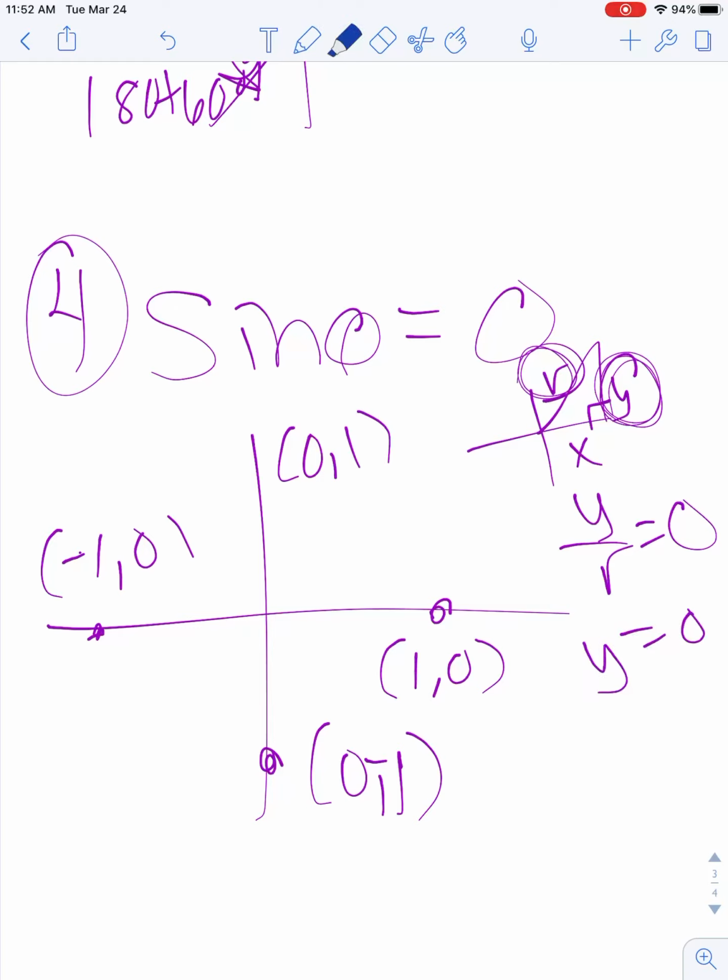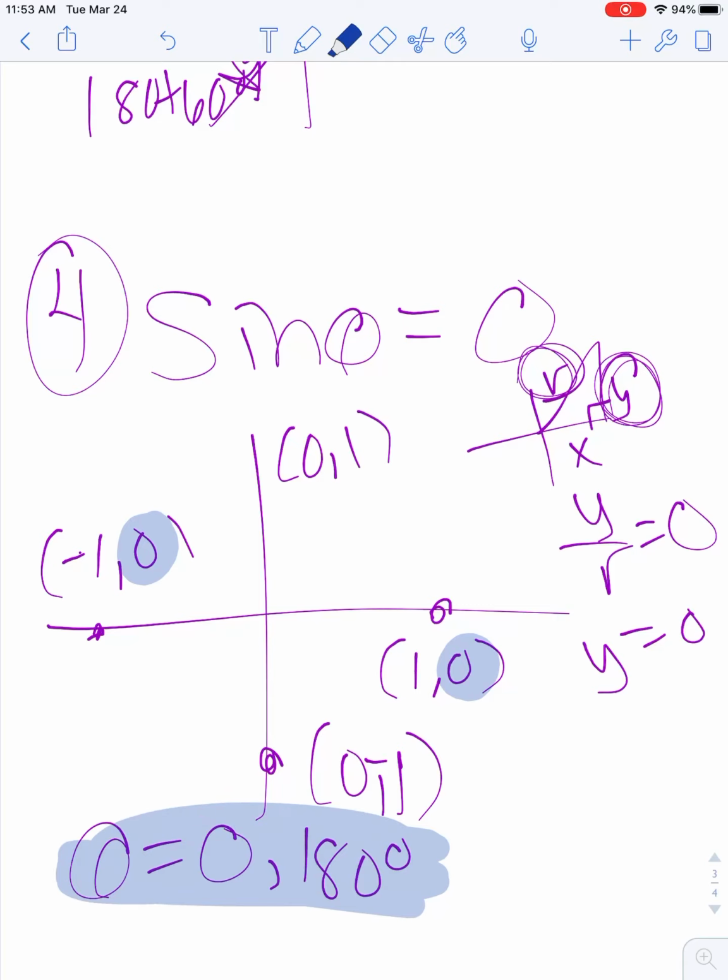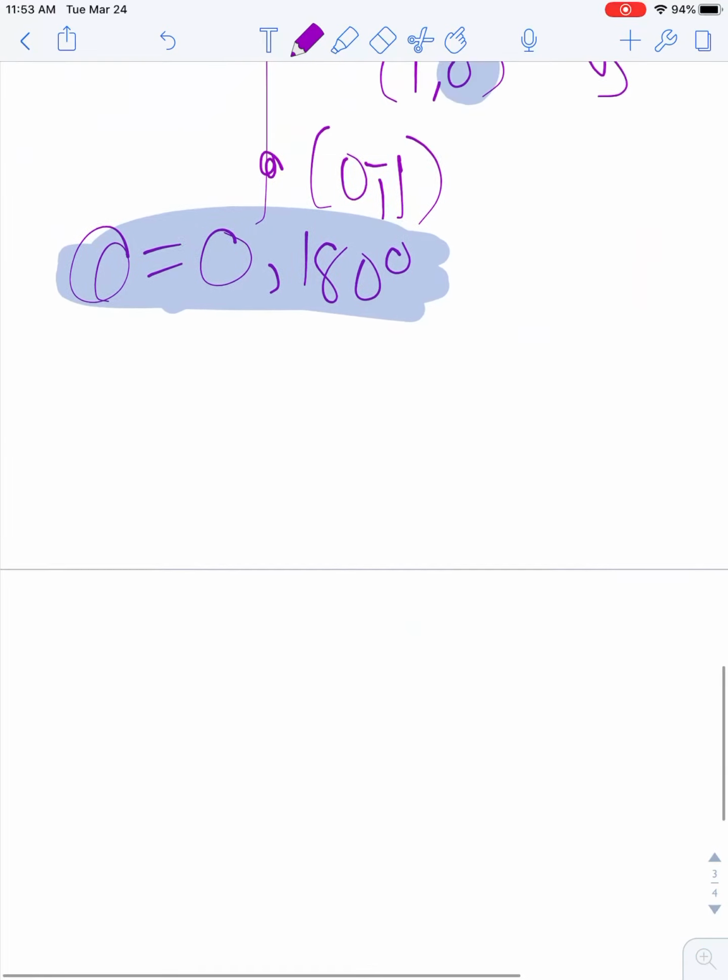So I'm looking, where is y equal to 0? Y is equal to 0 here and here. So my two angles are 0 and 180. So unit circle still got two answers. Sometimes I won't. Let's do one more.